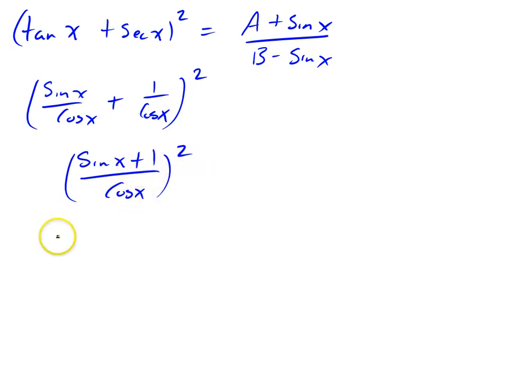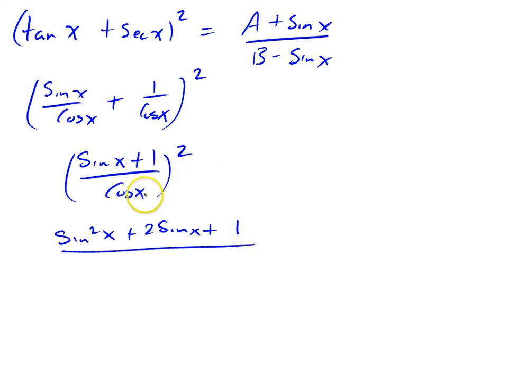So I'm going to square the top. You FOIL that out. So that's sine squared x plus 2 sine x plus 1. I did sine x plus 1 times sine x plus 1, and I FOILed it. And on the bottom, cosine x times cosine x is just cosine squared x. Okay. Actually, now that I've got that multiplied out, I'm going to factor it again because I see where I'm going now.